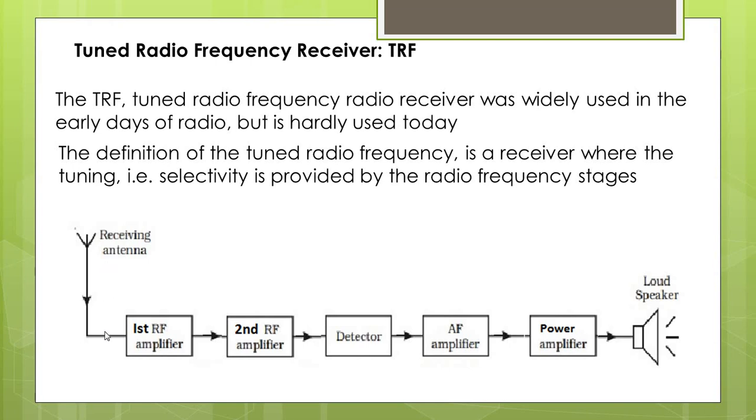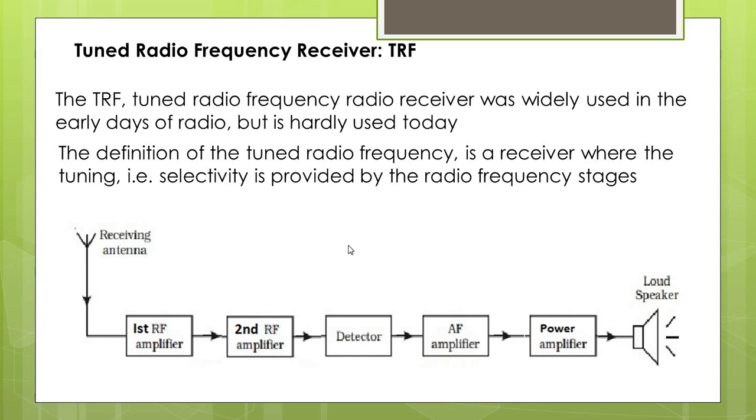So this is the block diagram of a tuned radio frequency receiver. We have a receiving antenna, the RF amplifier stage, which consists of the first and the second amplifiers, then a detector, audio frequency amplifier, power amplifier, and then finally we have a loudspeaker. This tuned radio frequency receiver was widely used in the early days of radios, that is during the 1940s.